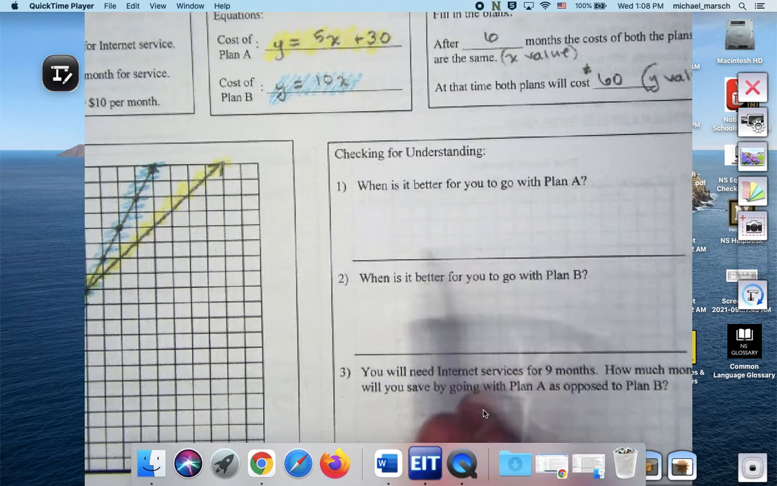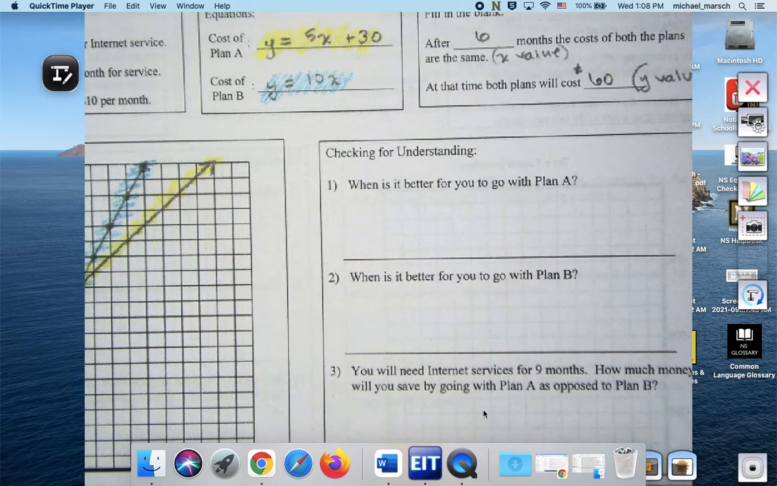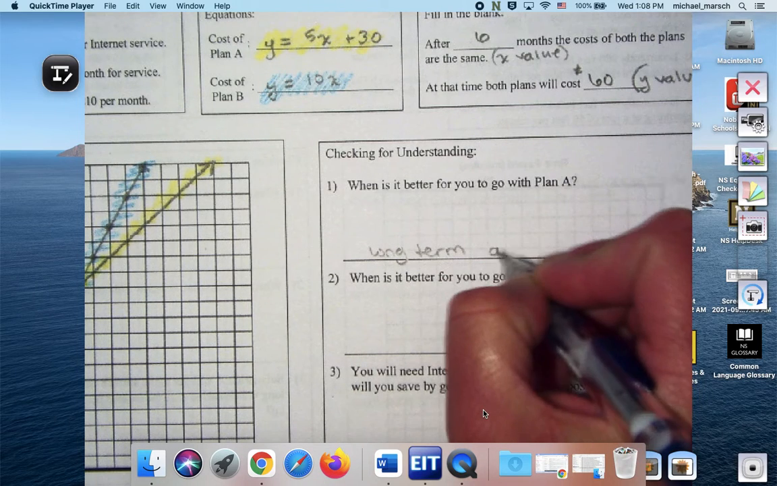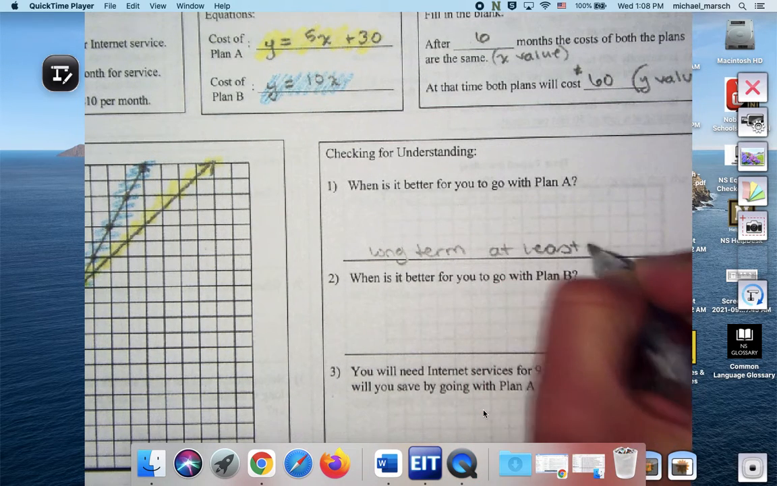Okay, so now we're going to ask, when is it better for you to go with Plan A? Meaning, at what point is Plan A an advantage? What do you think? Jackson? You want to look for long term? Long term? At least 6 months.